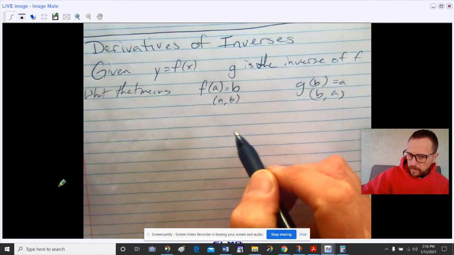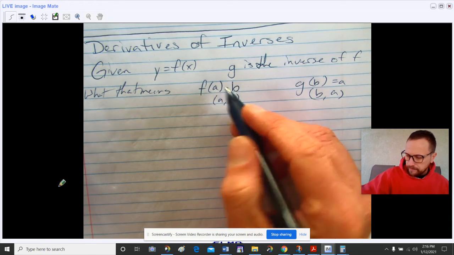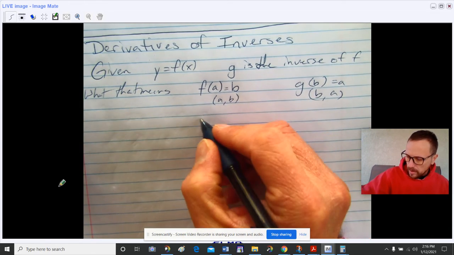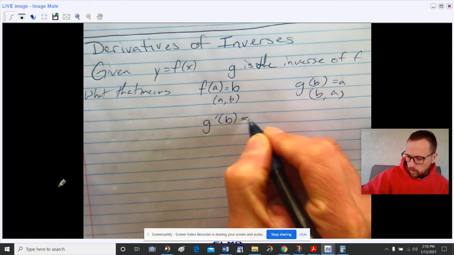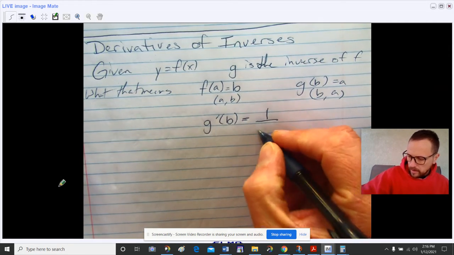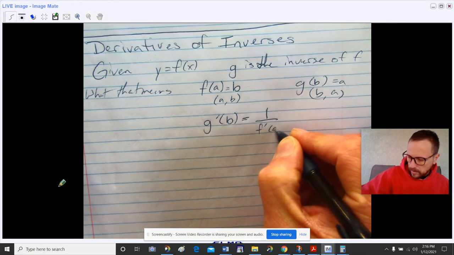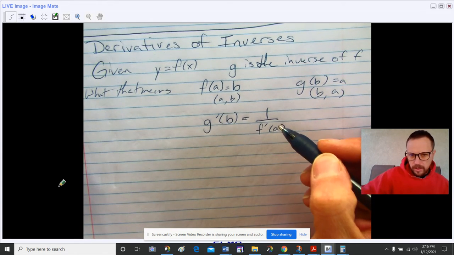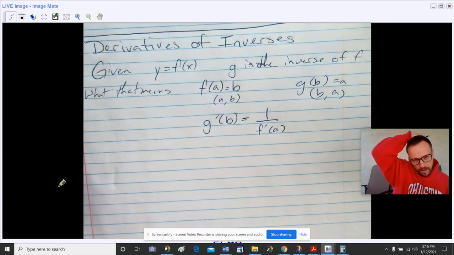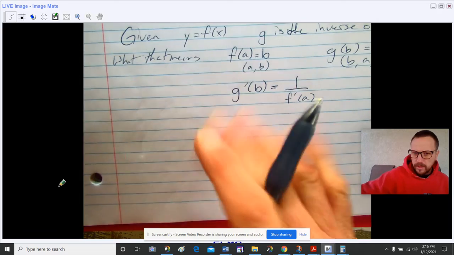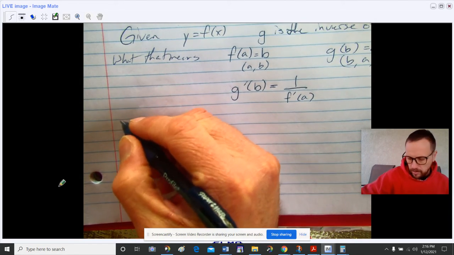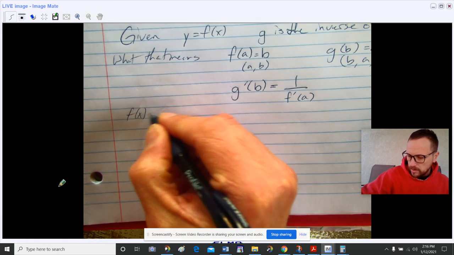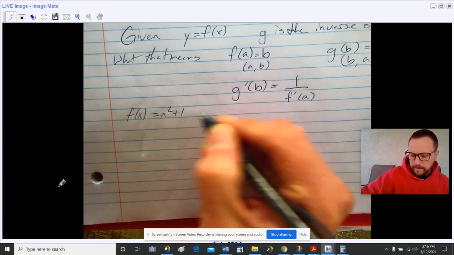What we can say from here is that g prime of b is going to be 1 over f prime of a. This is what we just looked at. All right, so that's really what's going on. So how would we do something like that? Well, let's start with the first one we have, f of x equals x squared plus 1.